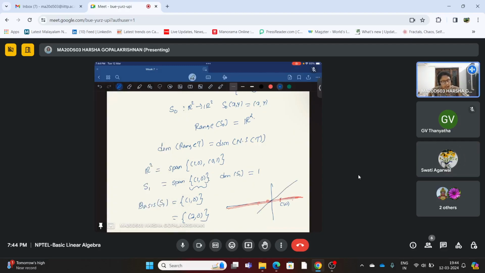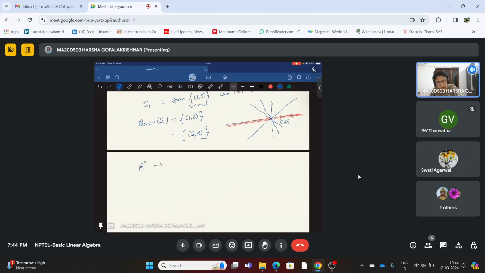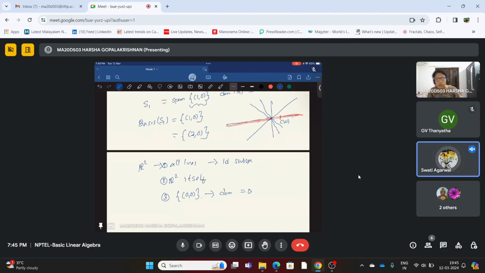So the only proper subspaces possible in R2 are these kinds of lines, lines going through the origin, not every line. These are all the one dimensional subspaces of R2. So R2 has subspaces: all lines, the one dimensional subspaces, and R2 itself. Every space itself is a subspace. And what can be the third possibility? {(0,0)}, just the zero element. Its dimension is 0, by convention. So these are all the possible subspaces of R2.